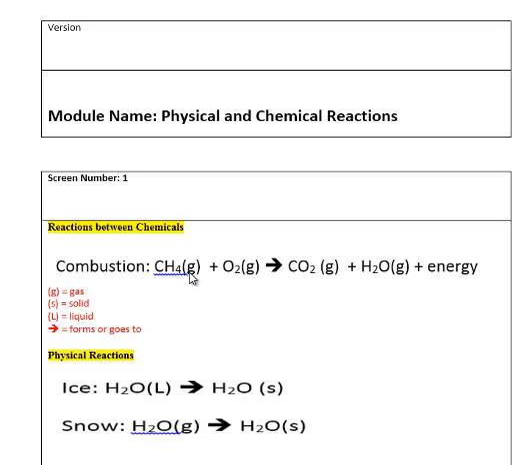Combustion: CH4 gas plus O2 gas goes to CO2 gas plus H2O gas plus energy. And here's the key here. (g) means gas, (s) means solid, (l) means liquid, and this arrow means forms or goes to. Either term can be used.